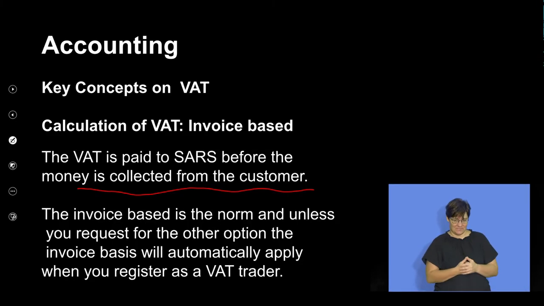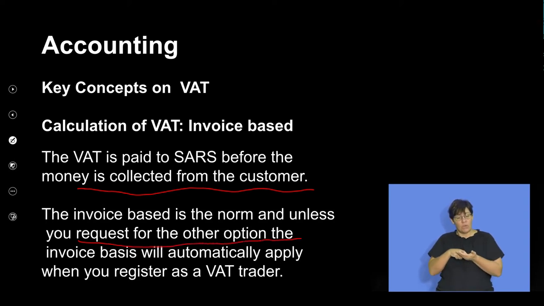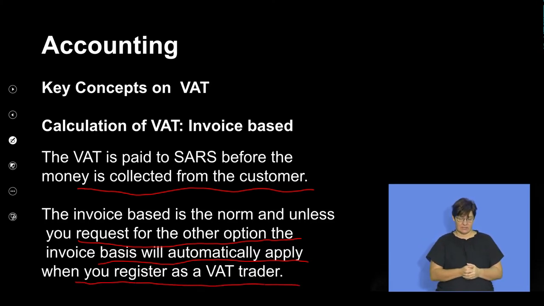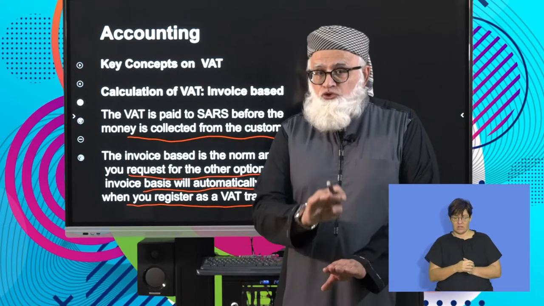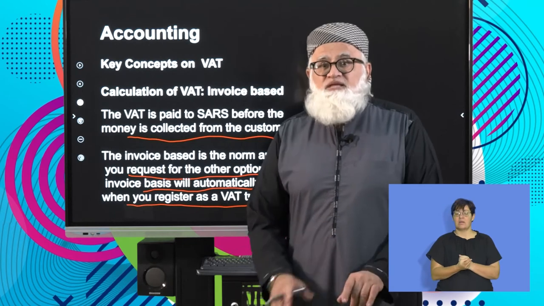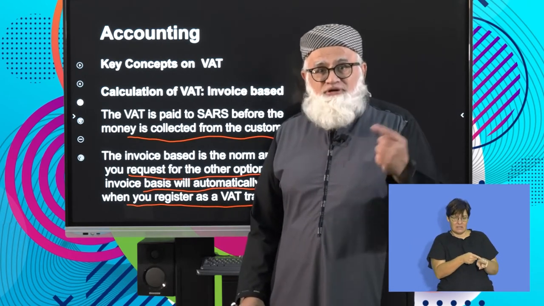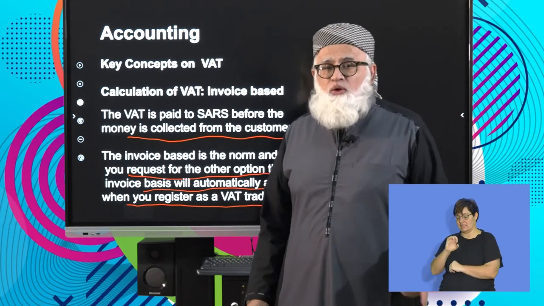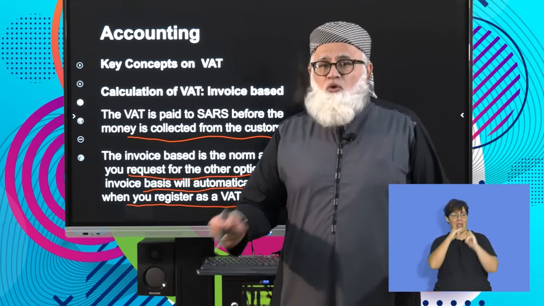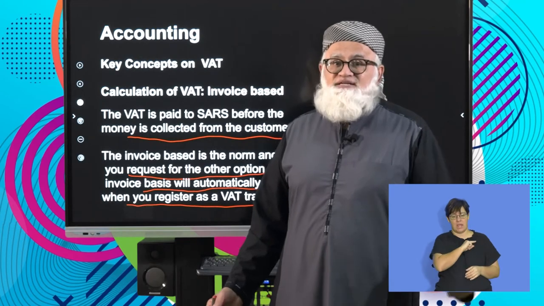The invoice basis is the norm, and unless you request the other option, the invoice basis will automatically apply when you register as a VAT trader. Important. So if you register as a VAT vendor, you know you are going to have to use the invoice basis. If you do not want to use the invoice basis, you have to apply in writing to SARS, explaining why and giving reasons why you want to opt for the receipt basis.